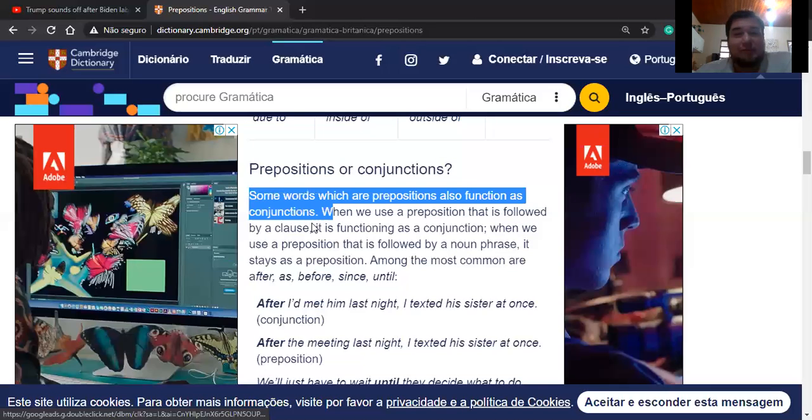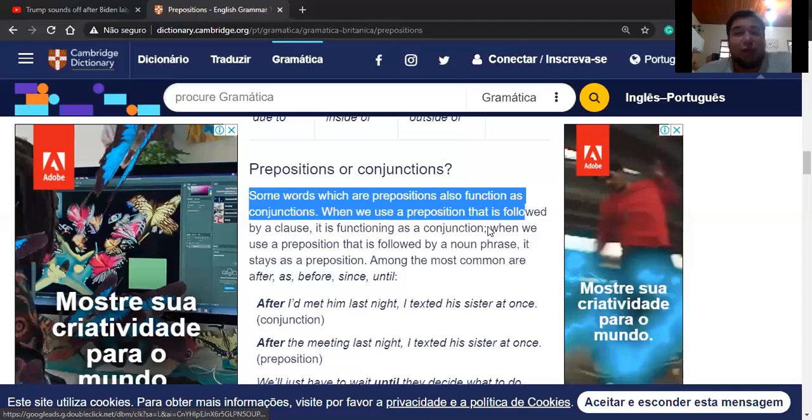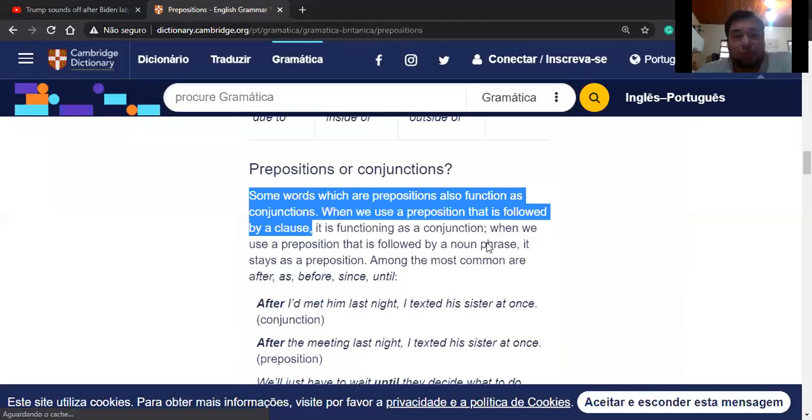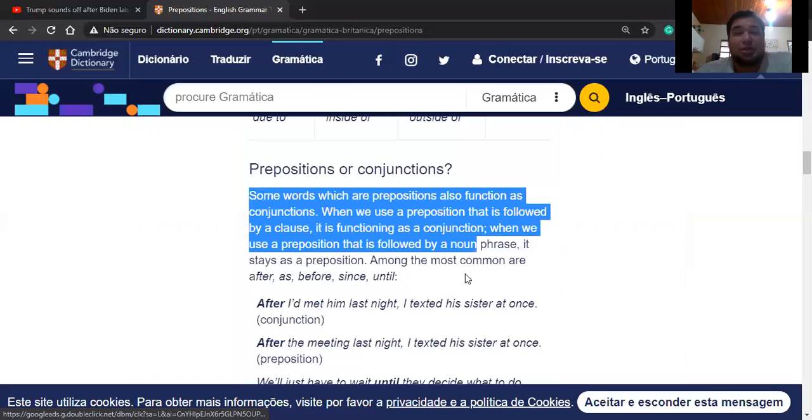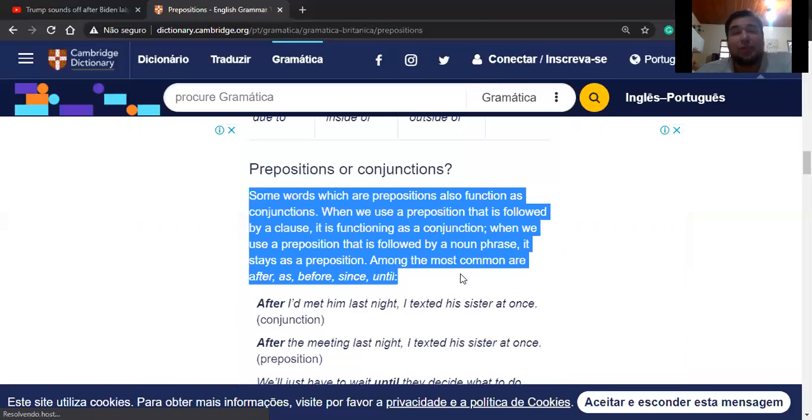When we use a preposition that is followed by a clause, it is functioning as a conjunction. When we use a preposition that is followed by a noun phrase, it stays as a preposition. Among the most common are after, as, before, since, until.